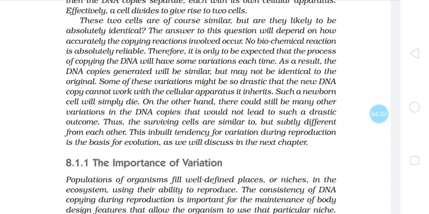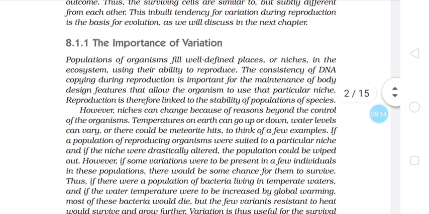Some of these variations might be so drastic that the new DNA copy cannot work with the cellular apparatus it inherits. Such a newborn cell will simply die. On the other hand, there could still be many other variations in DNA copies that would not lead to such a drastic outcome. Thus, the surviving cells are similar to but subtly different from each other. The inbuilt tendency for variations during reproduction is the basis for evolution, as we will discuss in the next chapter. The importance of variations we have to see now in this topic.